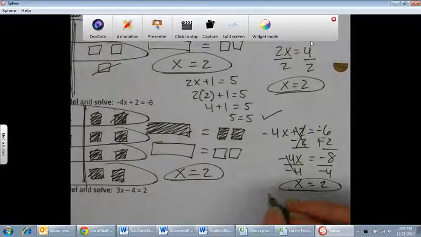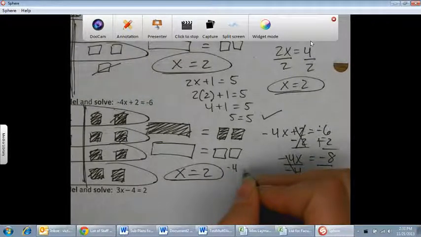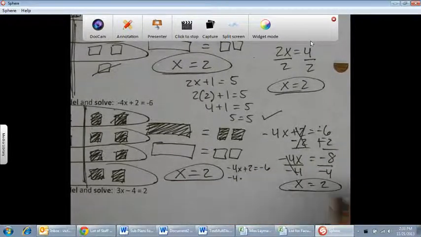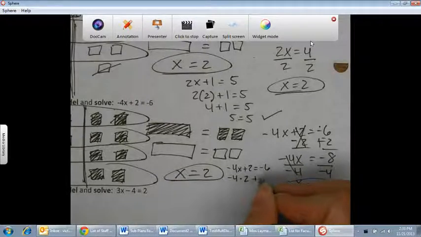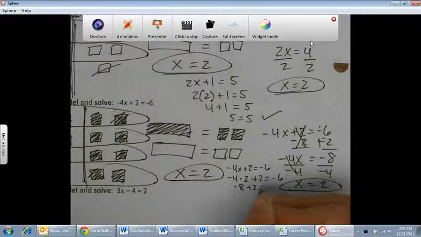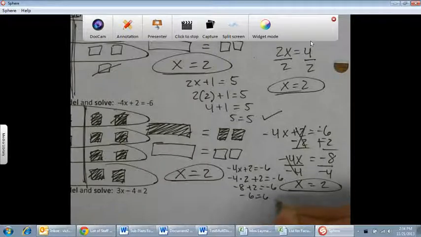That's a good sign. And then just to make sure, we're going to plug it back in, and it should be that when you multiply negative 4 times 2 and then add 2 back to it, you get negative 6. That'll give me negative 8 plus a positive 2 should give me negative 6. And indeed, negative 6 is equal to negative 6.